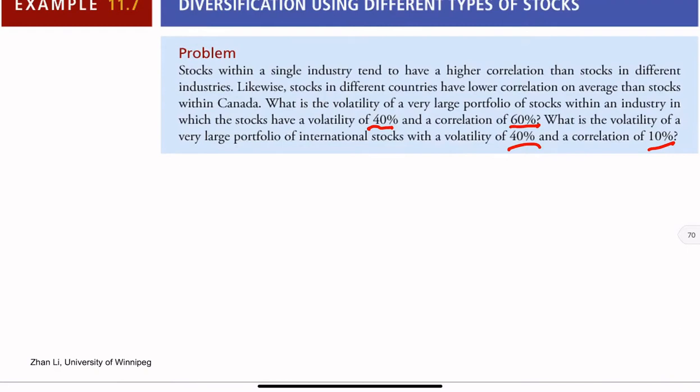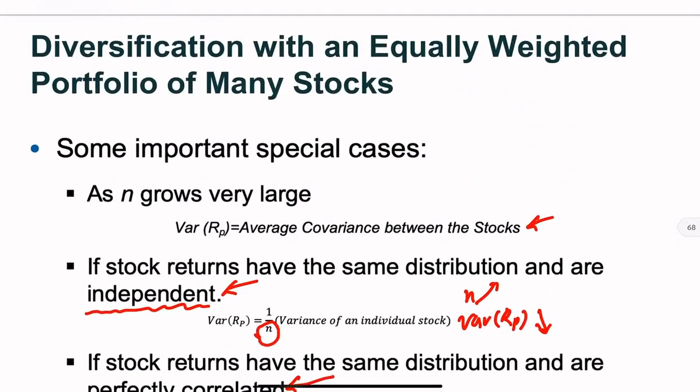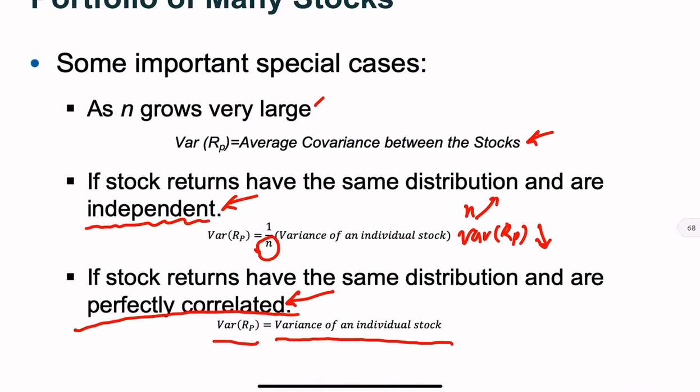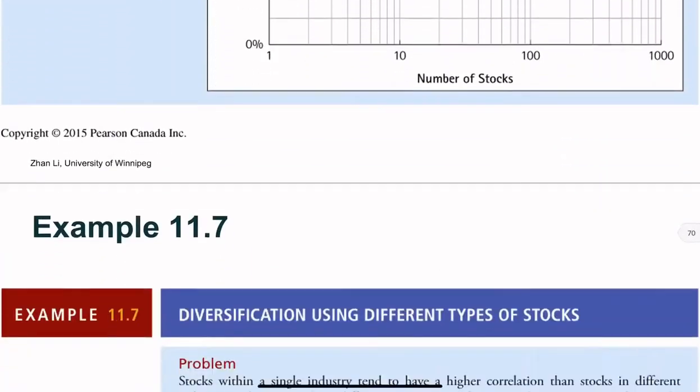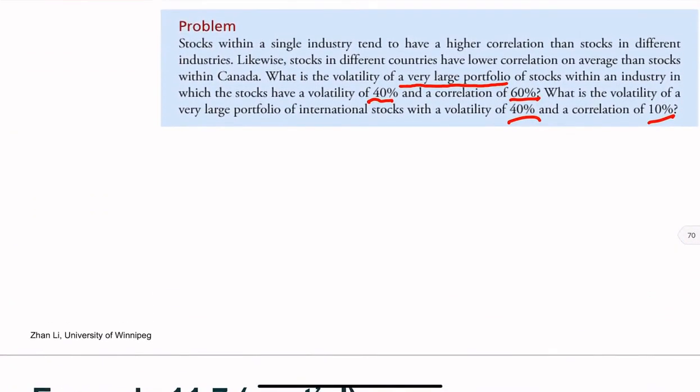So it basically tells you that you have a very large portfolio. Now, this is a special case of what? This is the first special case. You have a very large portfolio. It means the variance of your portfolio equals average covariance. Right? So let me write down here. The variance of your portfolio's return equals average covariance. What is average covariance?